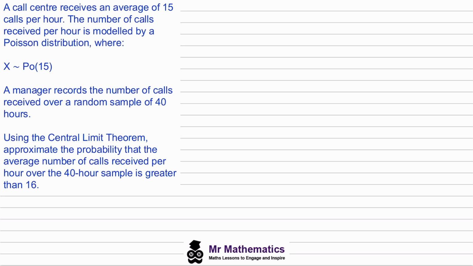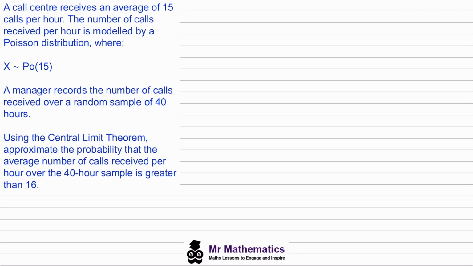So in this example, we're told that a call center receives an average of 15 calls per hour, and the number of calls received per hour is modeled with a Poisson distribution using this model here. And a manager records the number of calls received over a random sample of 40 hours. Using the central limit theorem, approximate the probability that the average number of calls received per hour over a 40-hour sample is greater than 16.